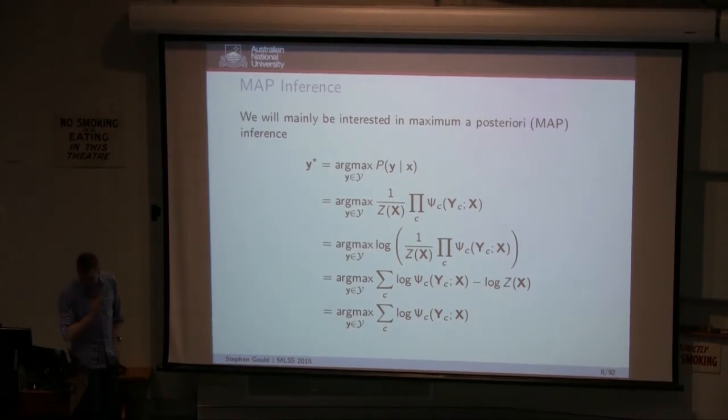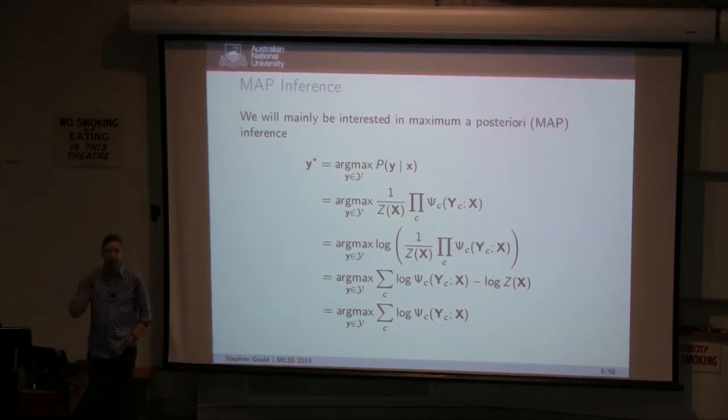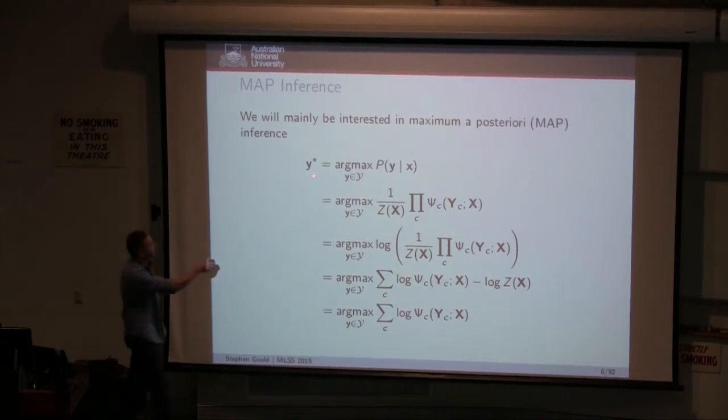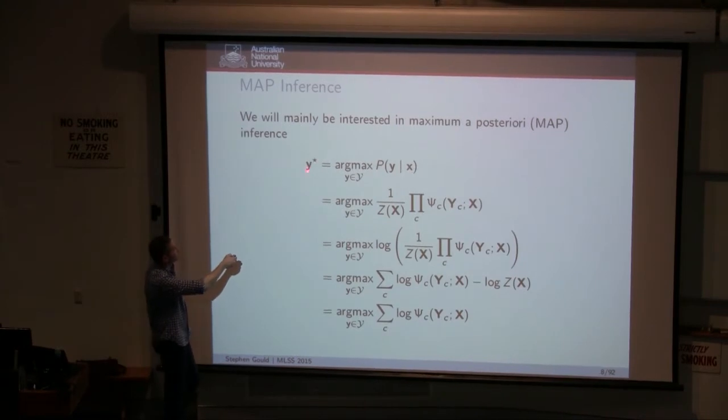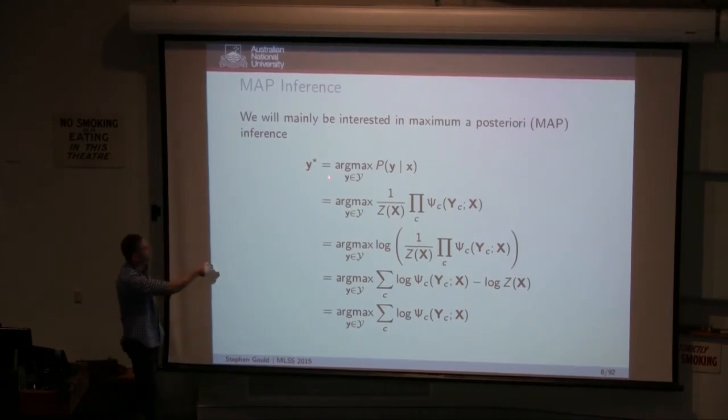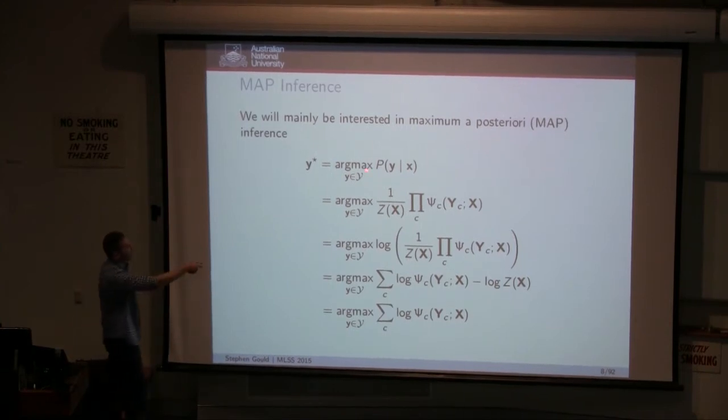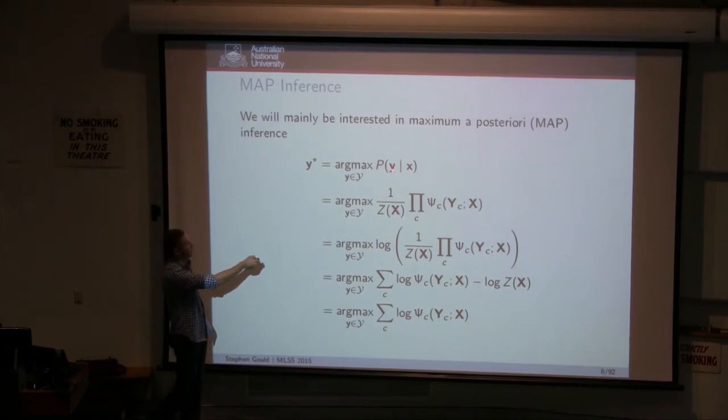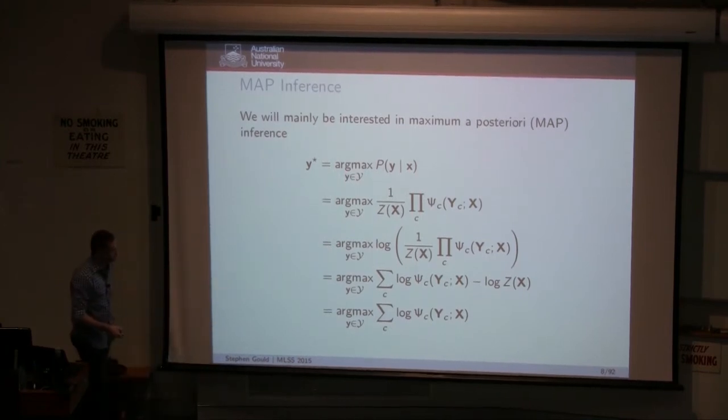And the core inference task that we care about most in computer vision is the MAP inference task. So here we want to find the most likely assignment to the variables. Okay, and so you can write that out as y star is going to be the argmax over all possible y's of the probability of y given x. Okay, so you're just finding the y that maximizes the probability.